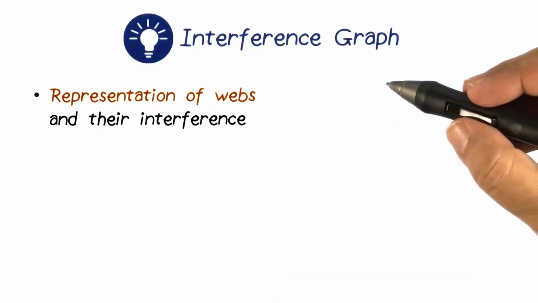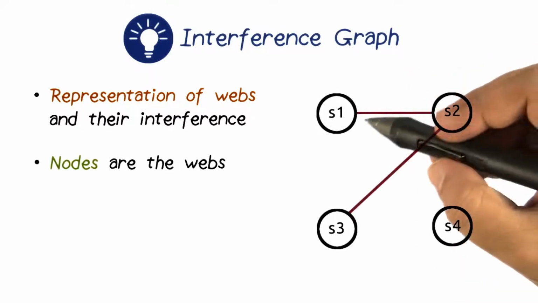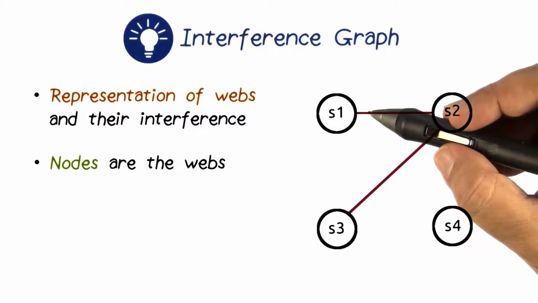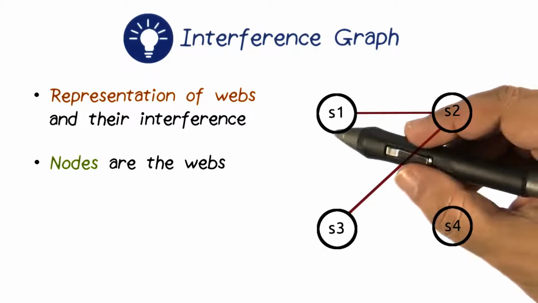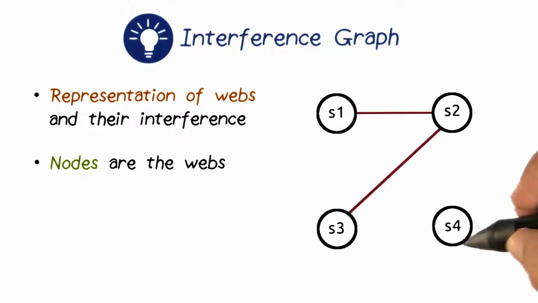Now let's talk about how to build an interference graph from these webs. The first thing to note is, what are the nodes of this interference graph? The nodes are the webs, which in this particular case are four different webs: S1, S2, S3 and S4.